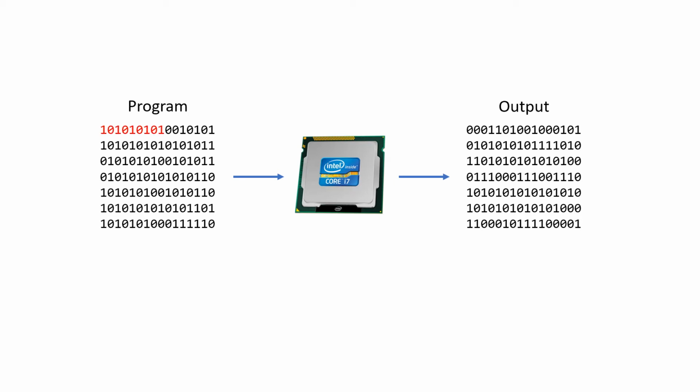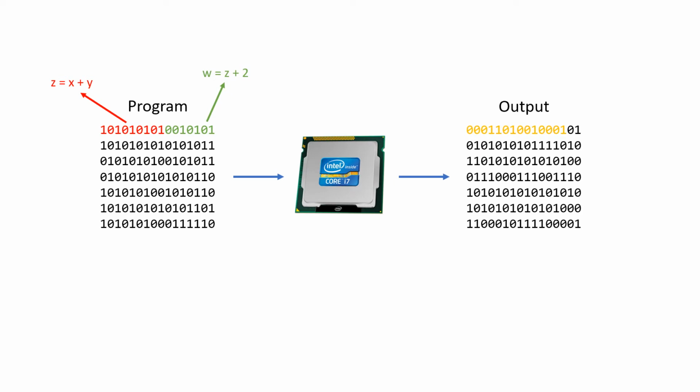So each small sequence of bits has a very specific meaning. For example, the one in red may mean z is equal to x plus y, and the CPU takes this and does the computation. And then after that, w equals z plus 2, and so on and so forth. So this program is divided into instructions, and each instruction is just a sequence of bits. And then the output is similar, right?